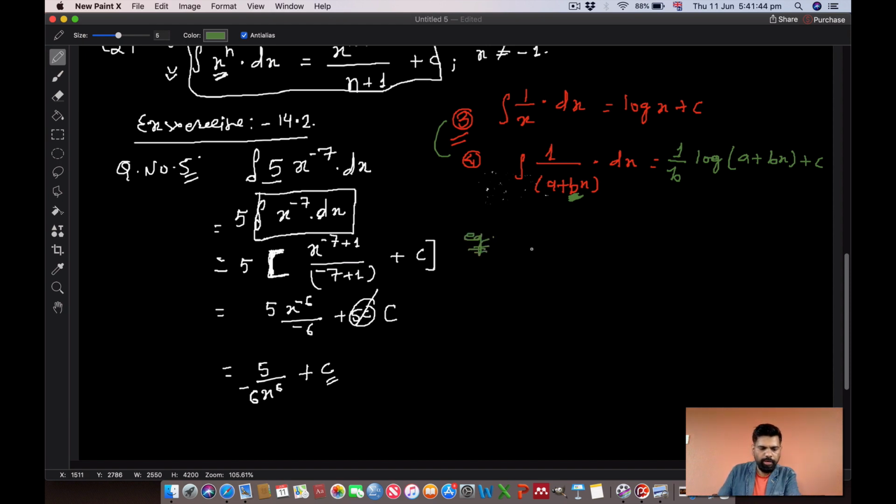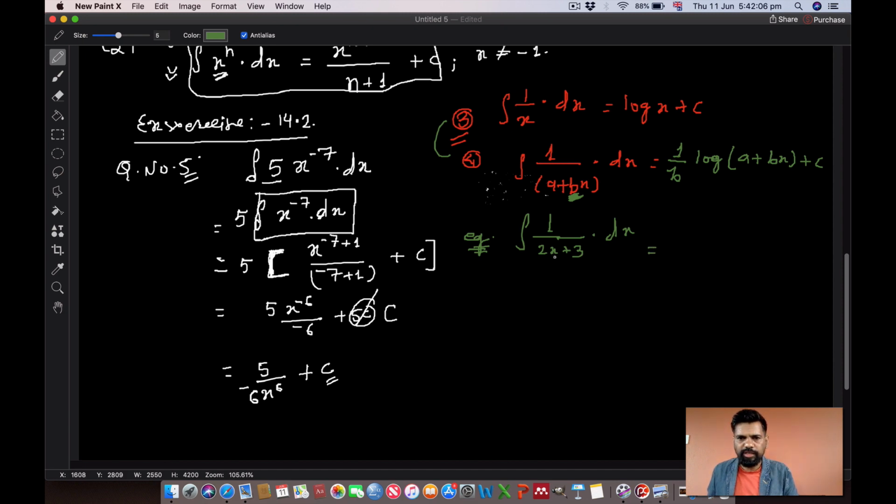Example: the question is, I am taking these questions from a different textbook. This question is not in your textbook. So, integrate 1 over 2x plus 3 dx. What about the solution of this problem?